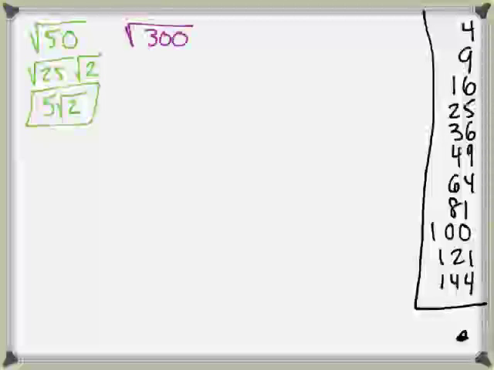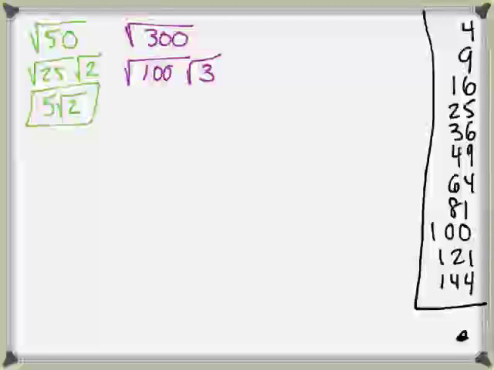Square root of 300. So what is a number that divides evenly into 300 that's a perfect square? It's in our list of numbers there on the right-hand side. 100. 100 goes evenly into 300. 100 times 3.